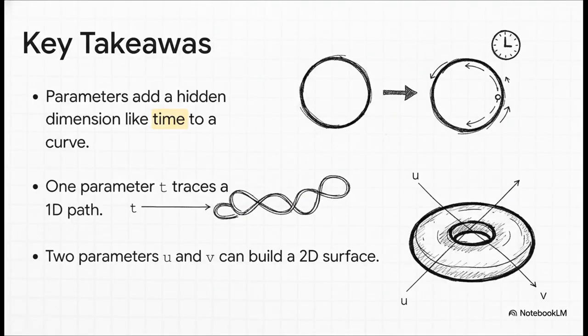So let's just quickly recap the big ideas here. First, parameters add a hidden dimension to our shapes, something like time, which gives them a direction. Second, all you need is one parameter, t, to trace out any 1D path. And finally, and this is the mind-blowing part, with two parameters, u and v, you can actually weave those paths together to build entire 2D surfaces in 3D space.